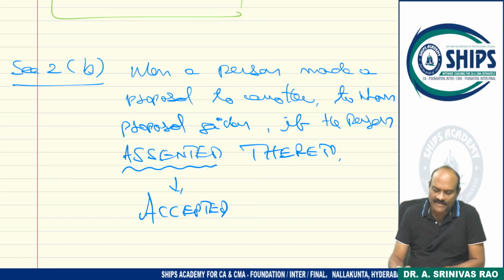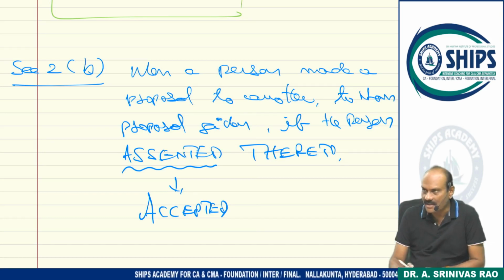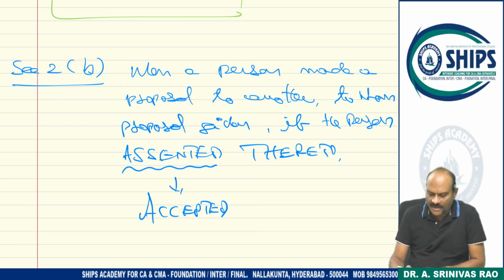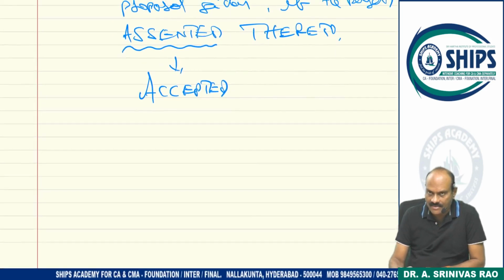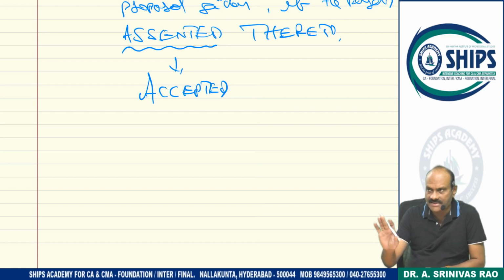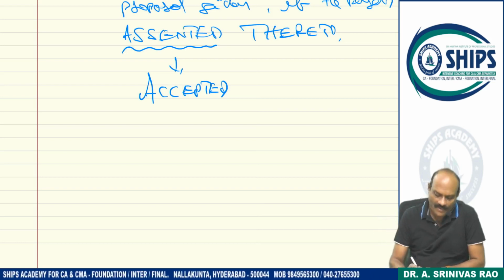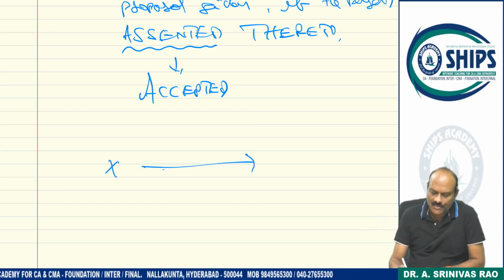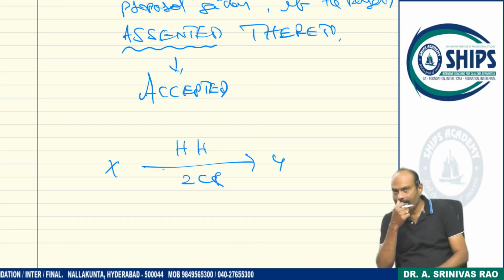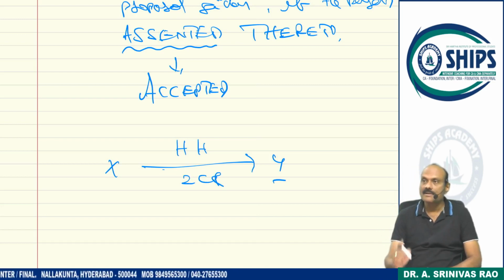So now we know the definitions of the three: contract we know, agreement we know, promise we know. Finally, we take one example, to see whether the three definitions are being satisfied or not. X made a proposal to Y: will you buy my Himayat Nagar house for 2 crores? Y said yes.